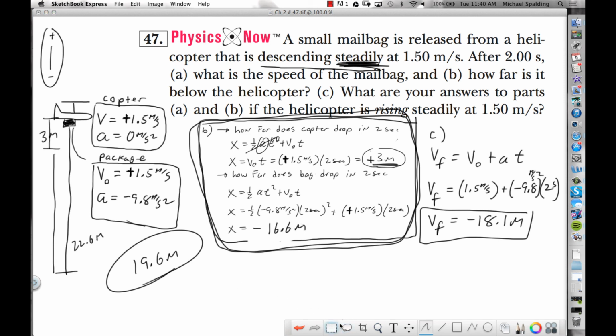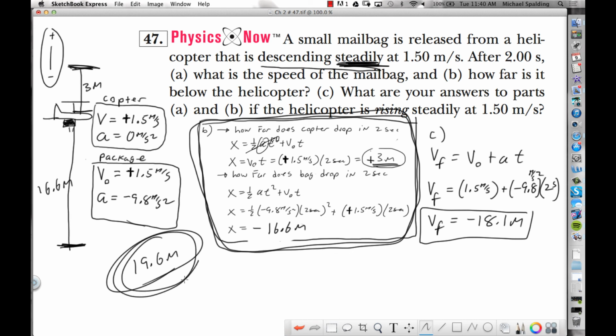So look, here's what happened. Let me diagram this for you. If the initial velocity were upward, the helicopter went up 3 meters, right? The package went down 16.6. So how far apart is the helicopter from the package? Still 19.6. And I think that's just a coincidence, that they're still 19.6 meters apart. That's a coincidence.